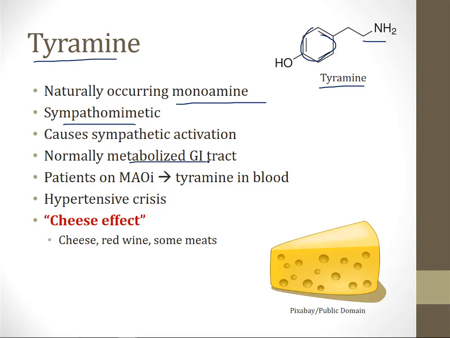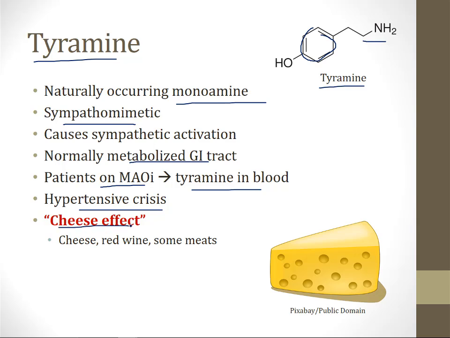Now normally it's metabolized in the GI tract, so it doesn't get into your bloodstream, but it's metabolized by monoamine oxidase. So in patients who are taking MAO inhibitors for depression, if they eat foods that contain tyramine, tyramine could get into the blood, and this could cause a hypertensive crisis. These patients would develop headache or chest pain and have markedly elevated blood pressure.